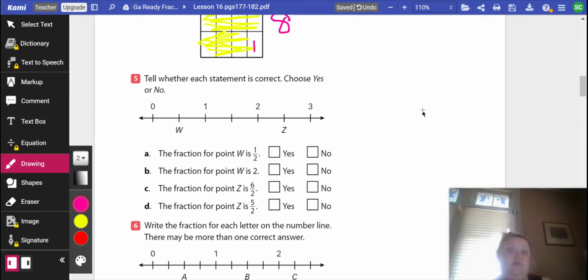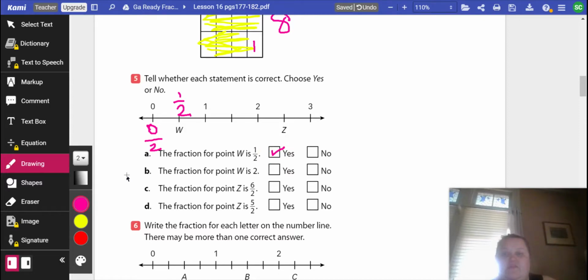All right, number 5. Tell whether each statement is correct. Choose yes or no. So I need to look at this number line, and I need to see that this is 0, 1 whole, 2 wholes, 3 wholes. So I need to think about each section as a half. So this is like 0 halves, 1 half, 2 halves, 3 halves. So the fraction point for W is 1 half. Well, 0 halves, W, all right up above it, 1 half. So that is correct.